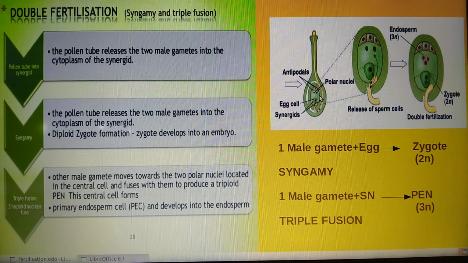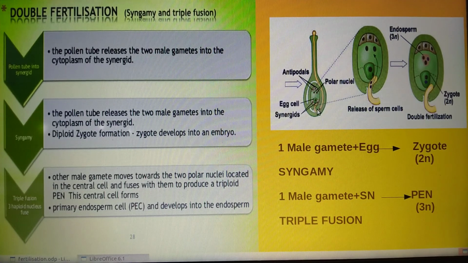As you know, inside the embryo sac there is an egg apparatus which has two synergids and one egg cell. The synergid has cellular thickenings that we have discussed. It is called a filiform apparatus. Filiform apparatus plays an important role to guide the pollen tube directly into the embryo sac, especially into the synergids.